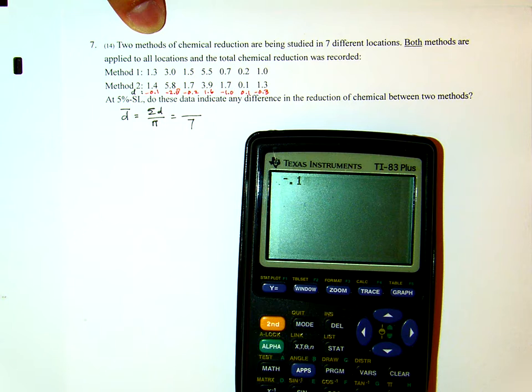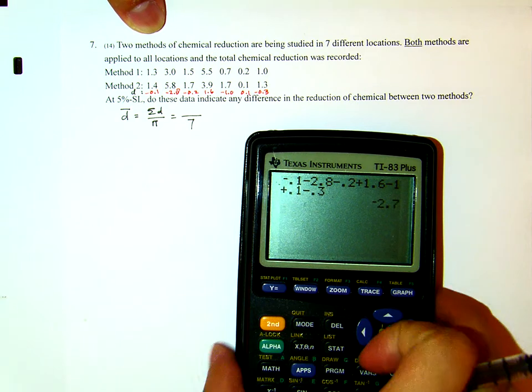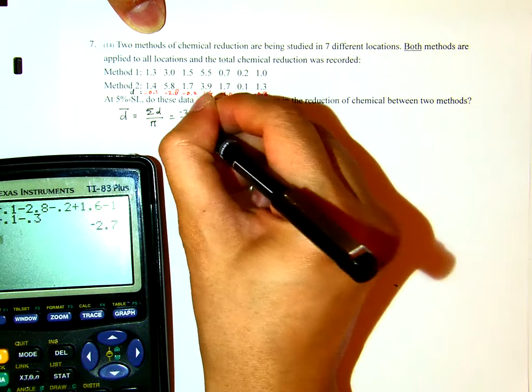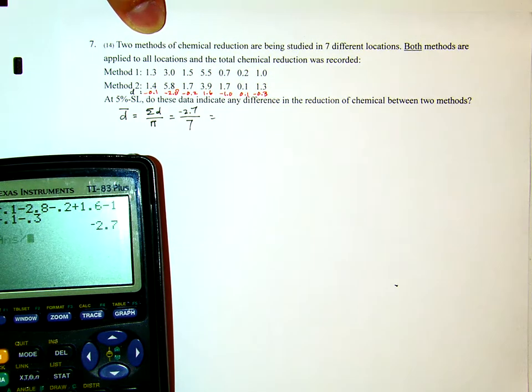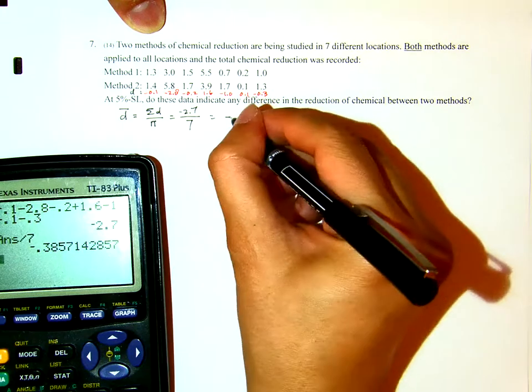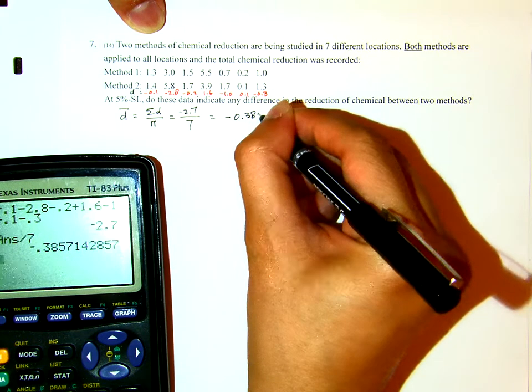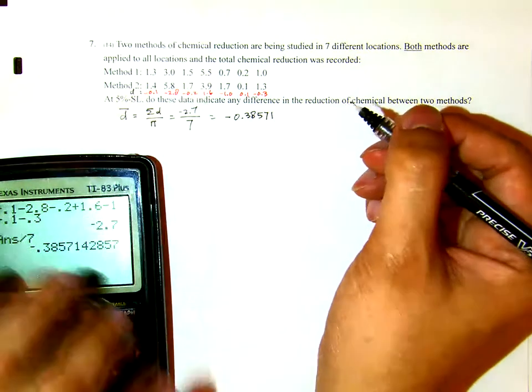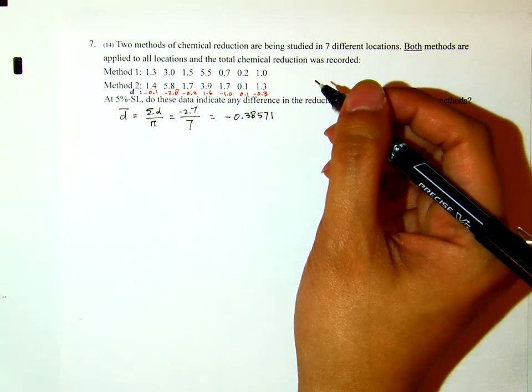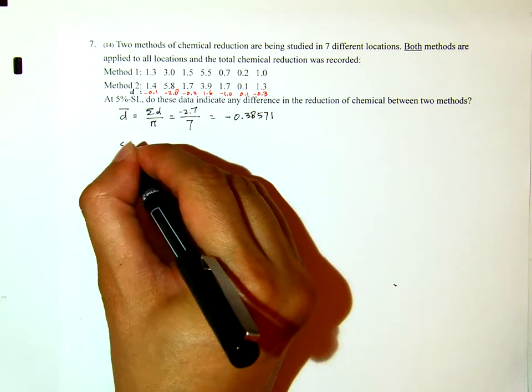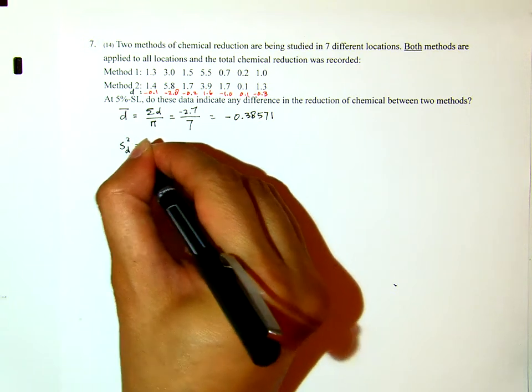Negative 0.1 minus 2.8 minus 0.2 plus 1.6 minus 1 plus 0.1 minus 0.3. I get negative 2.7, which if I divide by 7, I will get negative 0.38571.